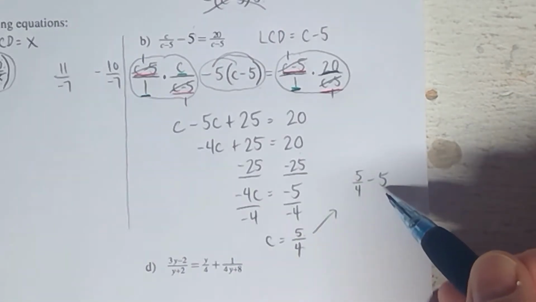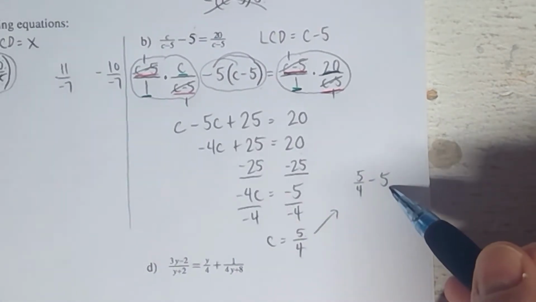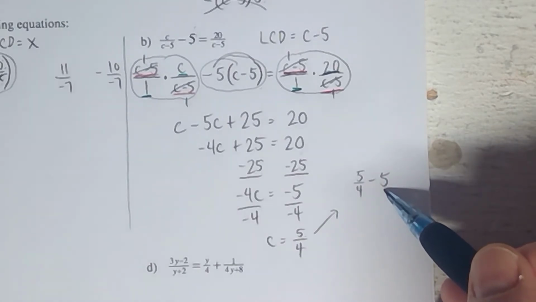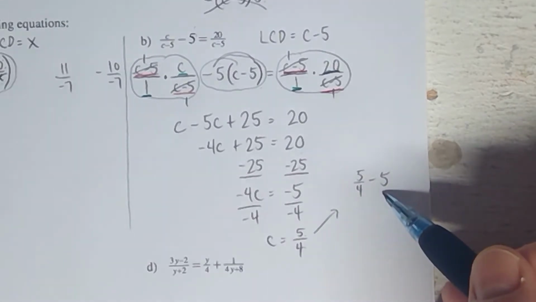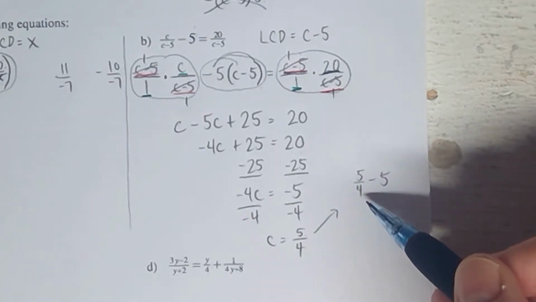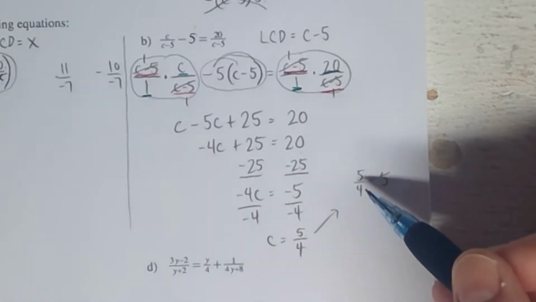Now, I don't care what this is equal to. I don't care if you figure out what this is equal to. As long as you know that it's not 0, that's all that matters. So, no, you don't have to figure this out as long as you know that it's not 0. We know that this is not 0. Let me tell you why I know that.